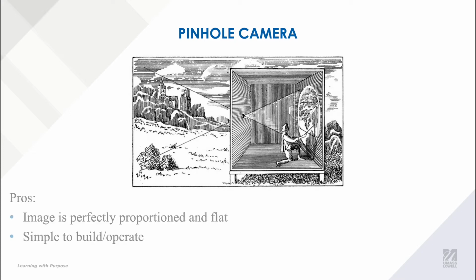and it worked okay. So the pros here is the image is perfectly proportional and flat. And we're going to get into flat a little bit more when we talk about camera calibration in another video or two. But this is also really simple to build and operate. There's no moving parts, just a hole in the wall, and you place it however big you want the object to be in the image on the wall behind you.